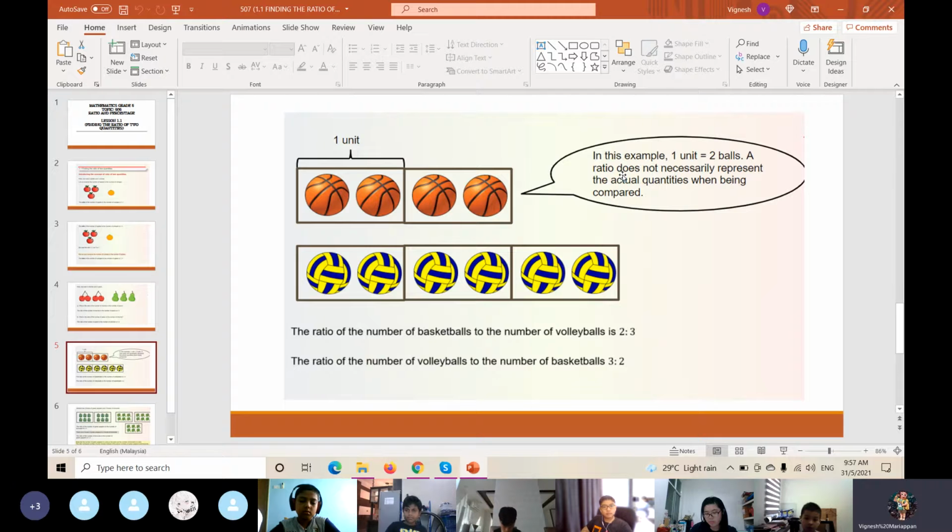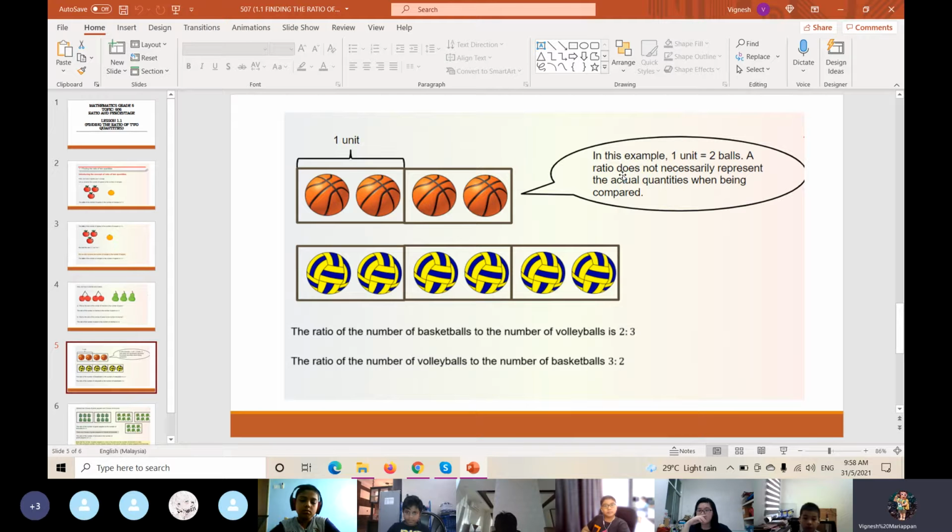Okay, this one, it depends how many units they have categorized. Okay, let's say from this example, this one is for example. In this example, let's say 1 unit is equals to 2 balls. So they have categorized that 2 balls is equals to 1 unit. Okay, so another 2 more balls is another 1 more unit. Correct?